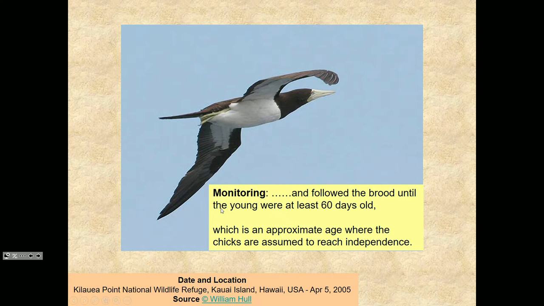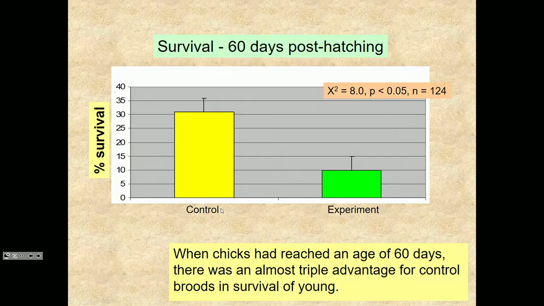And we followed them until at least 60 days old in this experiment, which is an approximate age where they are assumed to reach independence. And when they had reached 60 days, there was almost a triple advantage for control broods in survival of young.